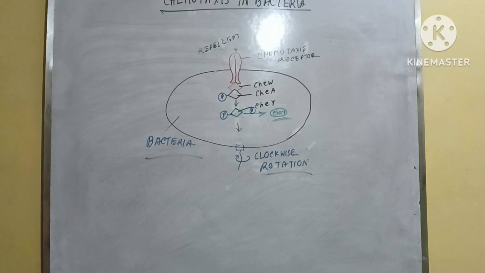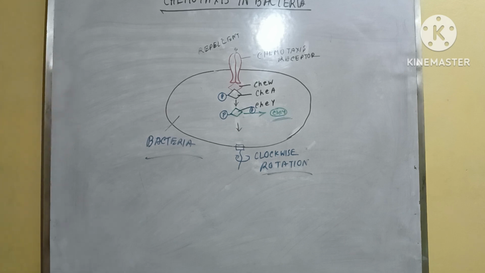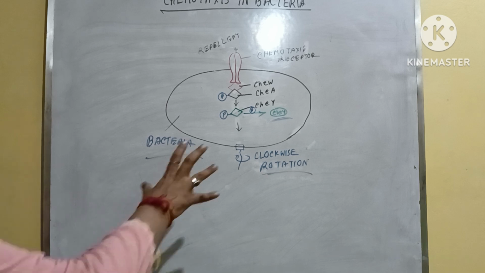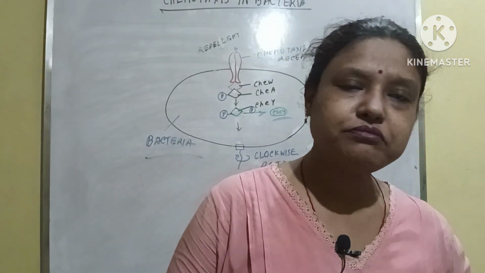So this is the very rough structure of the clockwise rotation. I have not drawn the counterclockwise rotation here. I only tried to explain the clockwise rotation by this brief sketch. So this is chemotaxis in bacteria, and I think you can totally understand it.